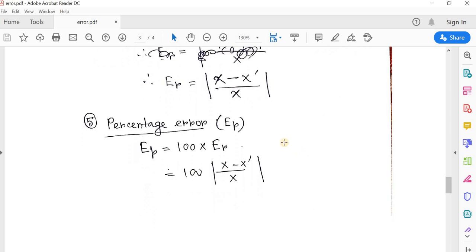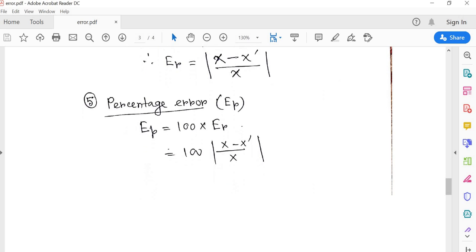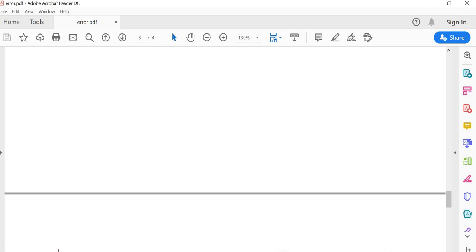The next one is percentage error. So what is percentage error? It is denoted as EP. So EP is equal to 100 into relative error. This is the relative error. So percentage error is equal to 100 into relative error, where this is the relative error as we have found.